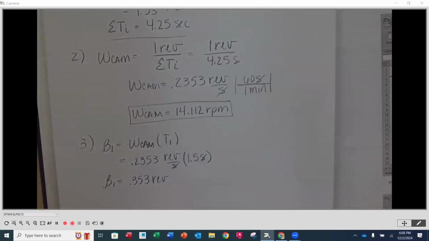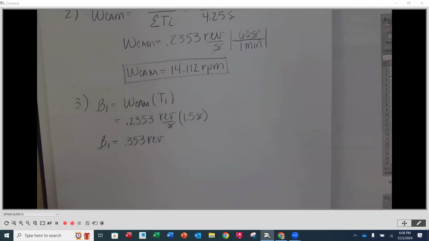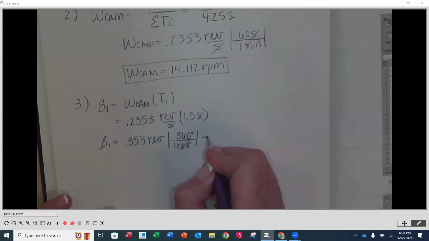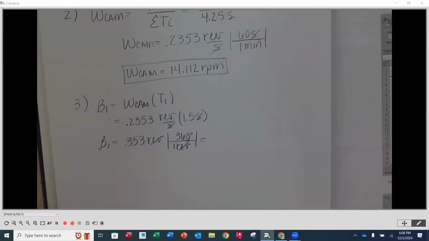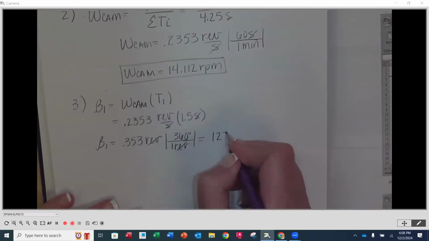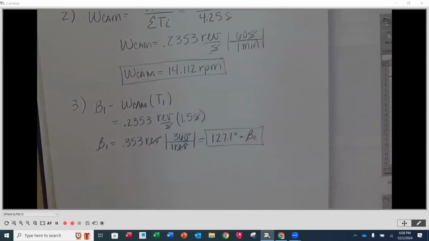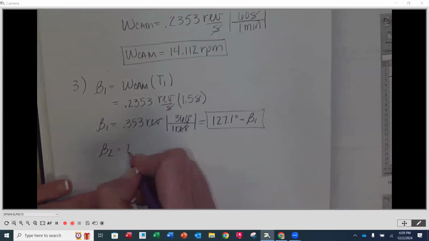Now, we want to convert that to degrees. So we're going to say 1 revolution is 360 degrees. Revolutions cancel out. And what do you get for beta 1? Yep, 127.1 degrees is equal to beta 1. So this is going to be our first chunk on our displacement diagram. Then we're going to do the very same thing for beta 2 and beta 3. So go ahead and calculate your beta 2 and your beta 3, and we will compare in just a second.